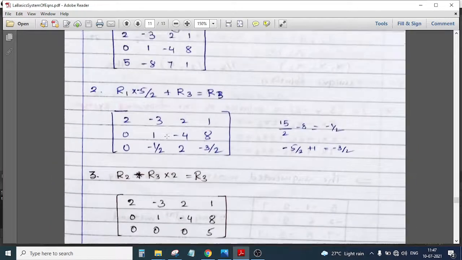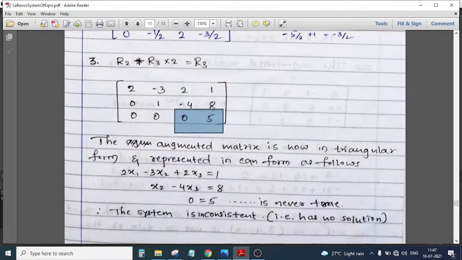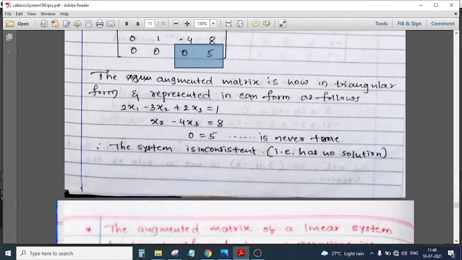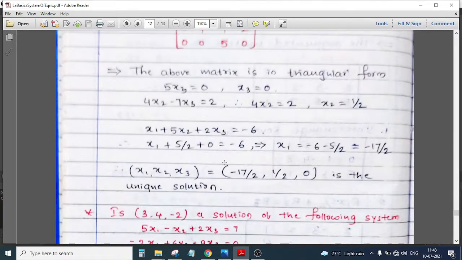What happened in the earlier case? We had a constant equal to another constant, which is not true. That means we do not have a solution. Therefore, that system became an inconsistent system. But what happened here? We have got a unique set of solutions. Therefore, we call it a consistent system.